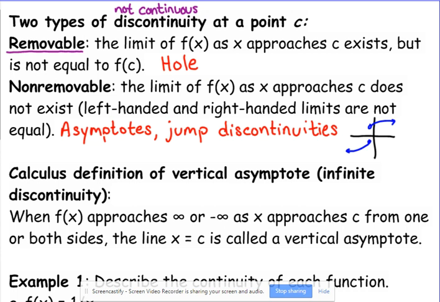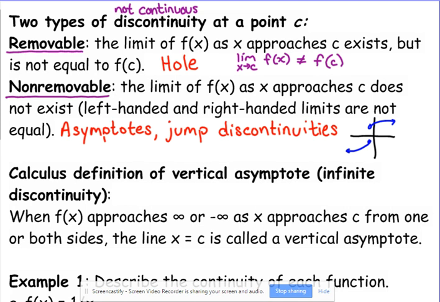So your limit exists, but the limit as x approaches c of f of x does not equal f of c. So you have the first two statements of being continuous, but it's the third one that's not true. Now, a non-removable discontinuity means that the limit does not exist. Your left-handed and right-handed limits are not equal. So we've got two cases. We've got asymptotes with rational functions, and then we've got what we called jump discontinuities before. Just refer to them as non-removable now.